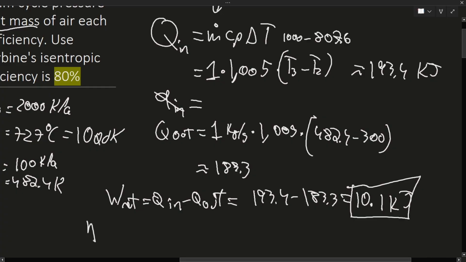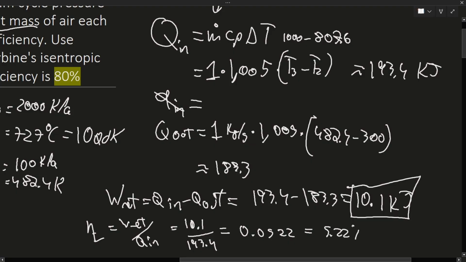And if you want to find the thermal efficiency, you do work net divided by Q in: 10.1 divided by 193.4 gives you about 0.0522, which is equal to 5.22%.